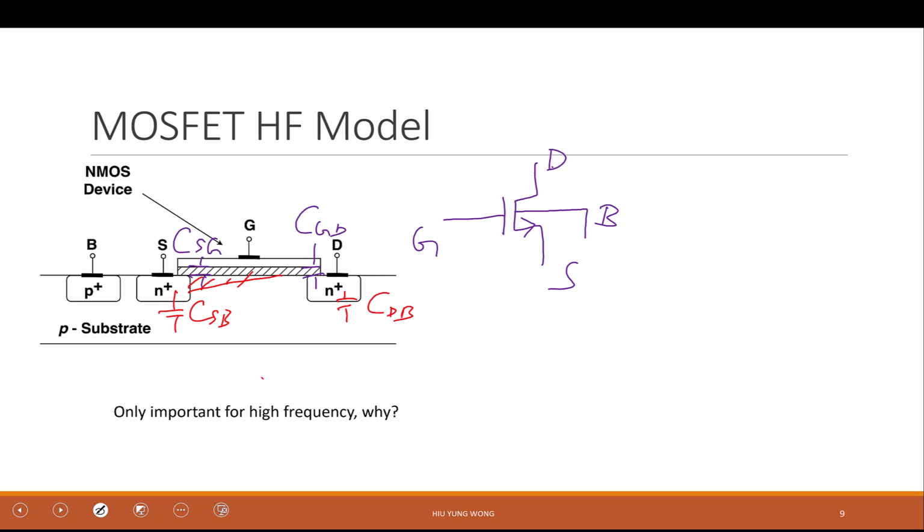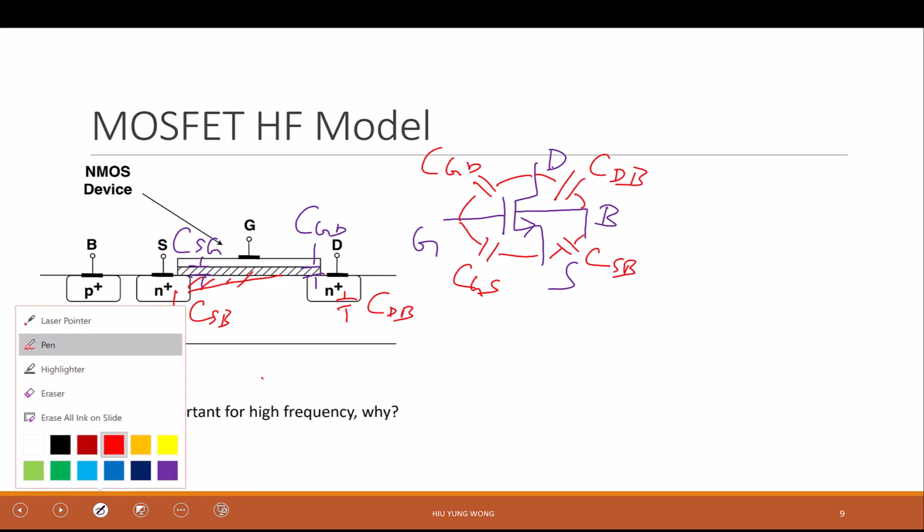Okay? Now, so we have 4 terminals, right? Which makes sense. So I have CGD. I'm going to call it CGS, although there's nothing wrong to call it CSG. And then I have CDB and CSB. That's the 4 transistor capacitors. Okay, that is the symbol. Now, how about in small signal? You just repeat what you learned before. Just do the small signal first.